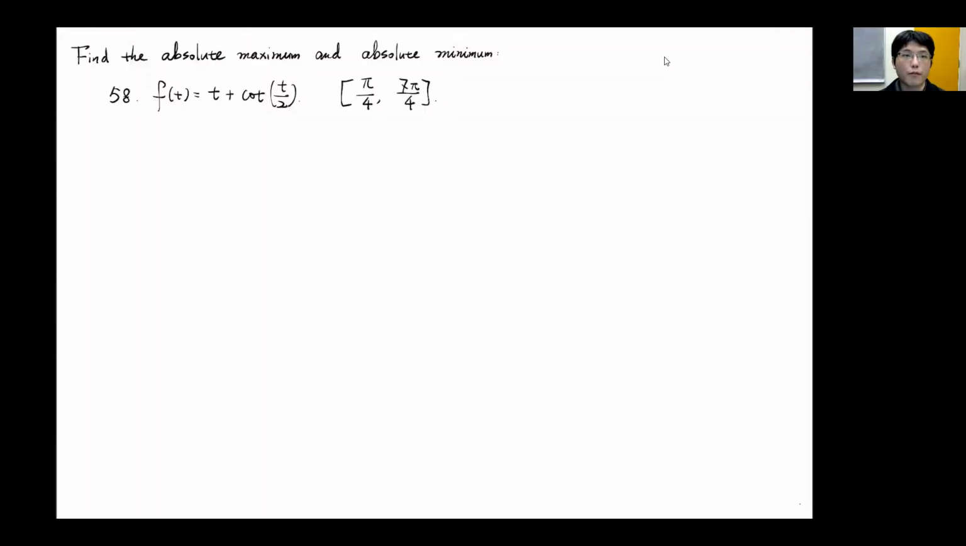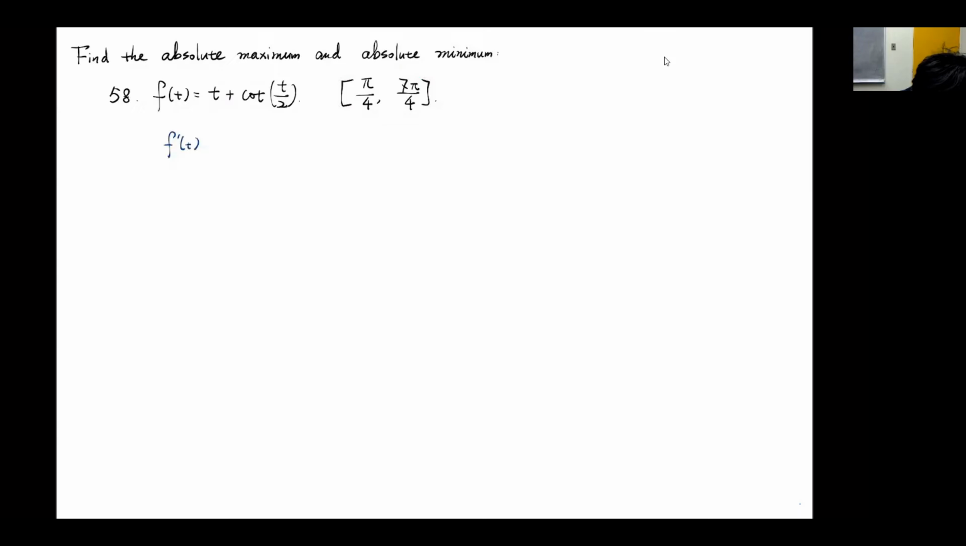Problem 58: we need to find the absolute maximum and the absolute minimum of the function f of t equals t plus cosine of cotangent of t over 2. And the region is given from pi over 4 to 7 pi over 4. The procedure is basically the same.